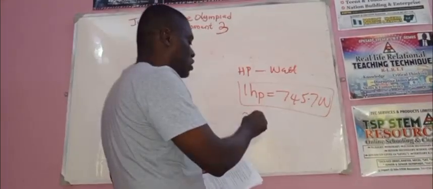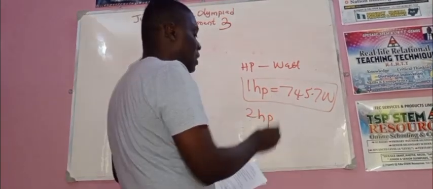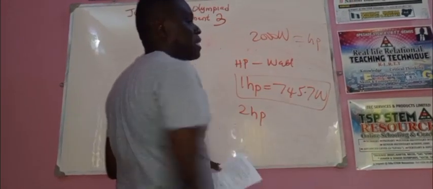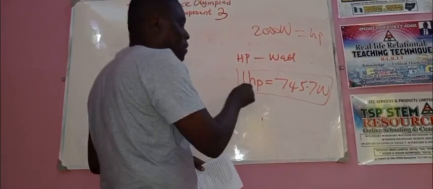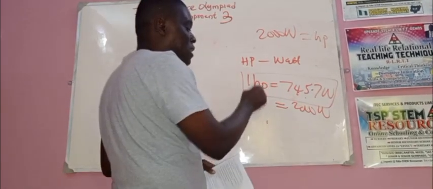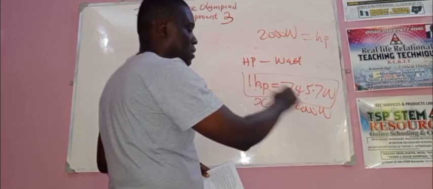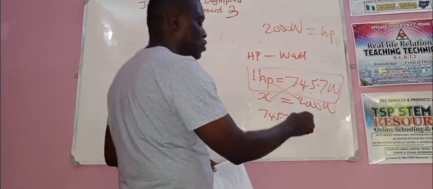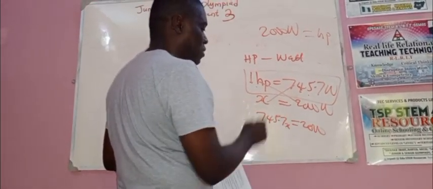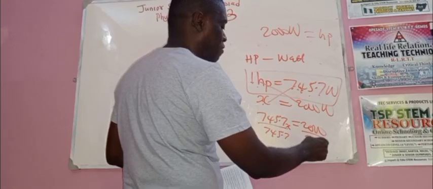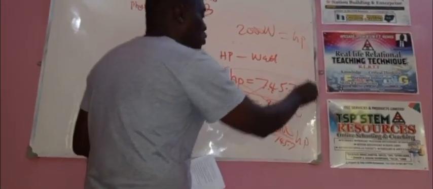So if I said 2 horsepower, you multiply by 2. Then if I give you 2000 watts and I say you convert it to horsepower, they can ask you that. You just say if 1 horsepower is 745.7 watts, then 2000 watts is how many horsepower? You write 2000 under watts and you are looking for X in horsepower. Multiply: 745.7 times X equals 1 times 2000. You are looking for X, so you divide both sides by 745.7 and you get your X. So all you just need to know is this one. You must not forget it.